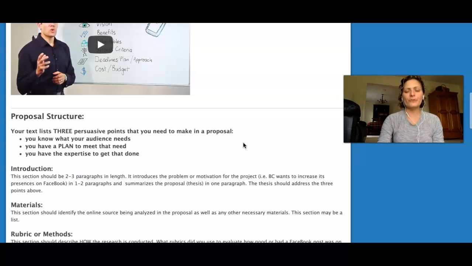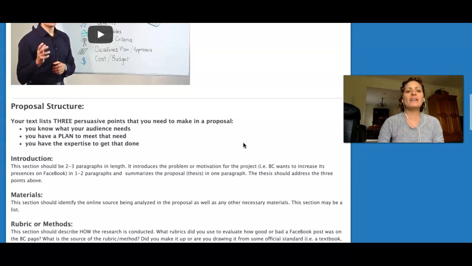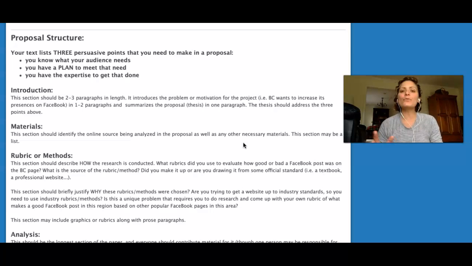And it's a little bit different from what we're going to be doing because unlike then, right now we don't quite have that same level of expertise. And so our structure is just a little bit different, but it does meet the 3 persuasive points that your book identifies as necessary for a proposal, which is you need to persuade your audience that you know what they need, that you have a plan to meet that, and it's a good plan, and that you have the expertise to get it done.